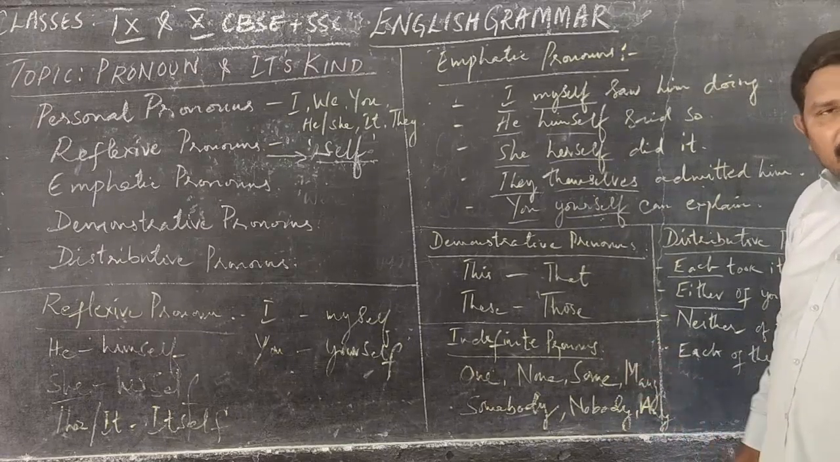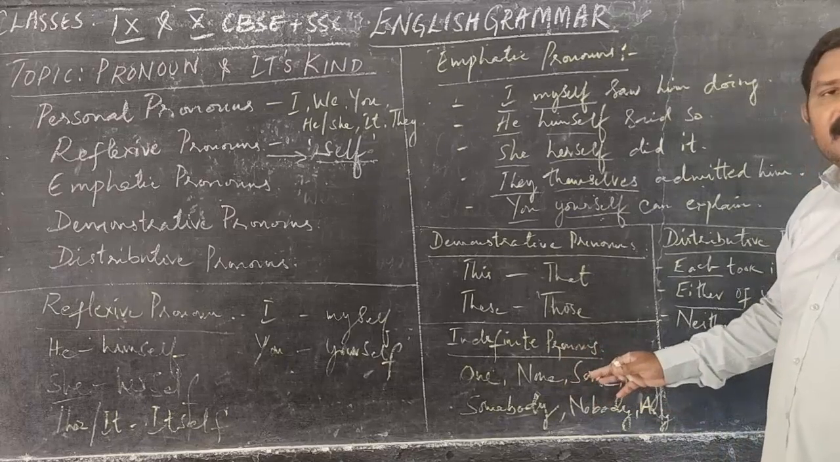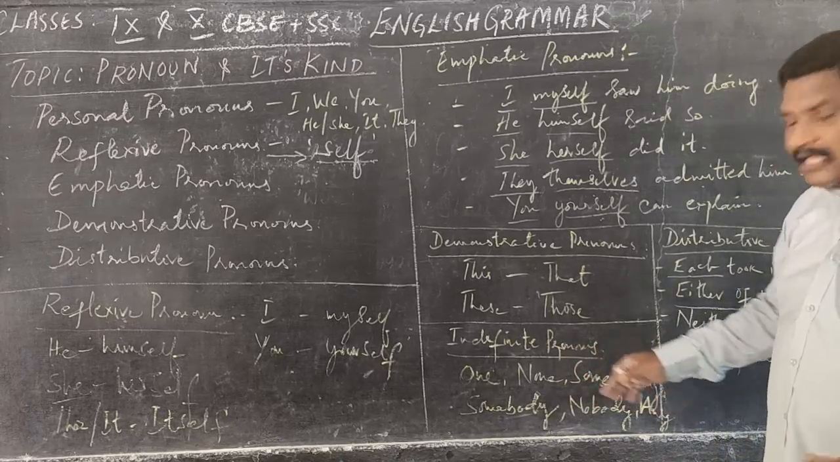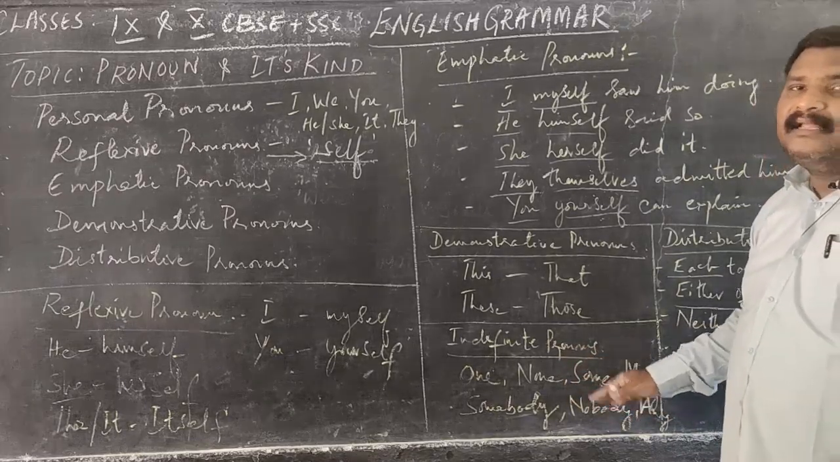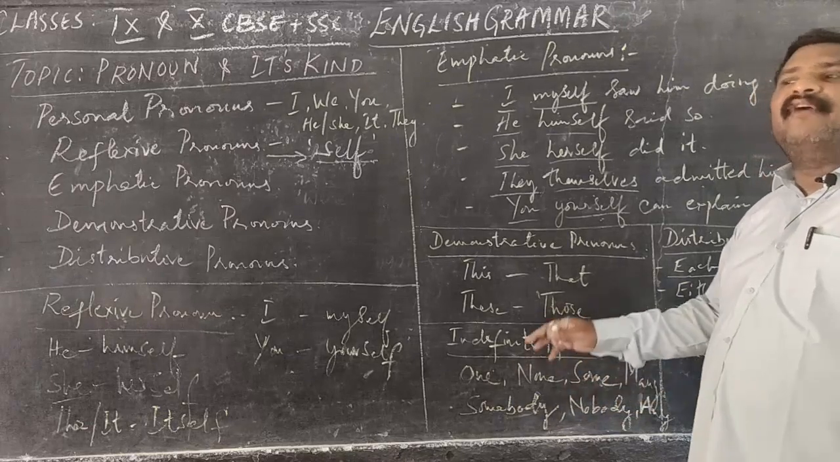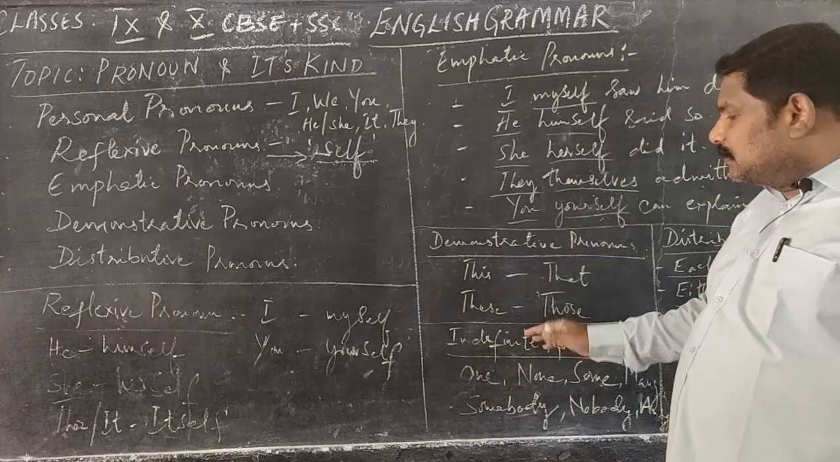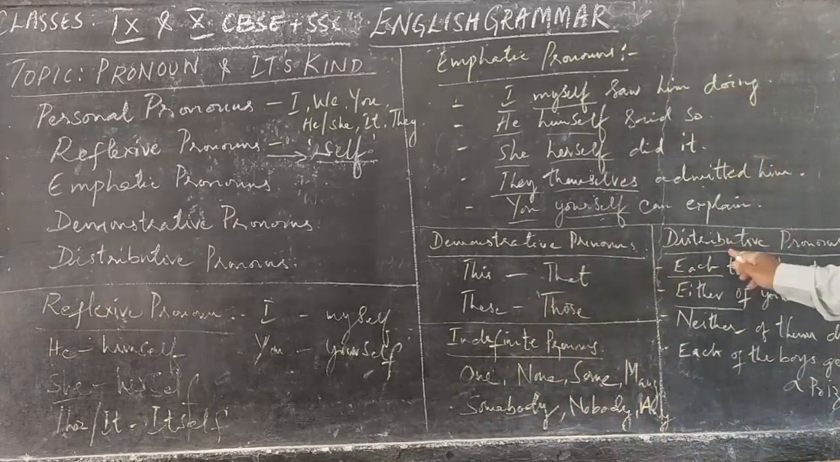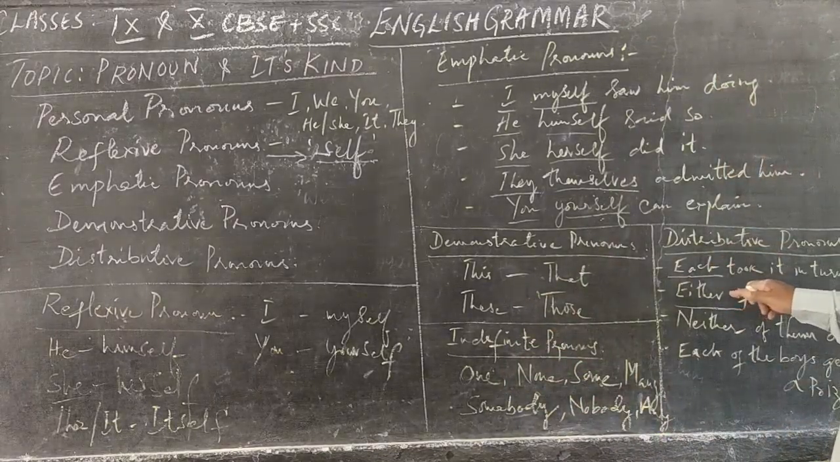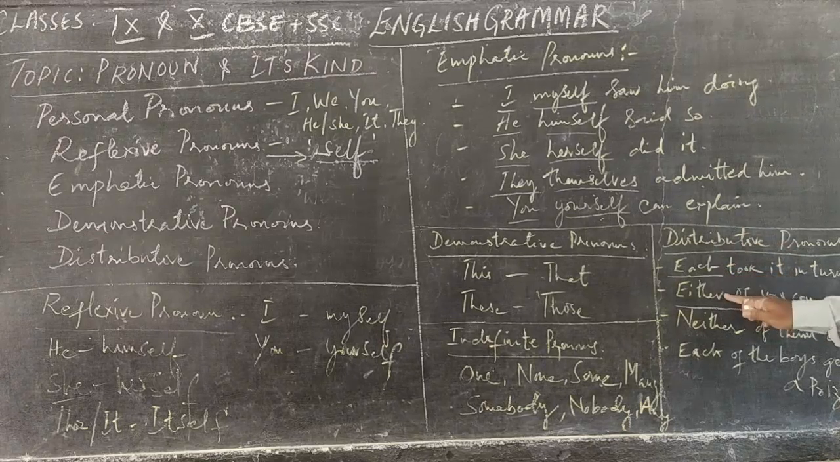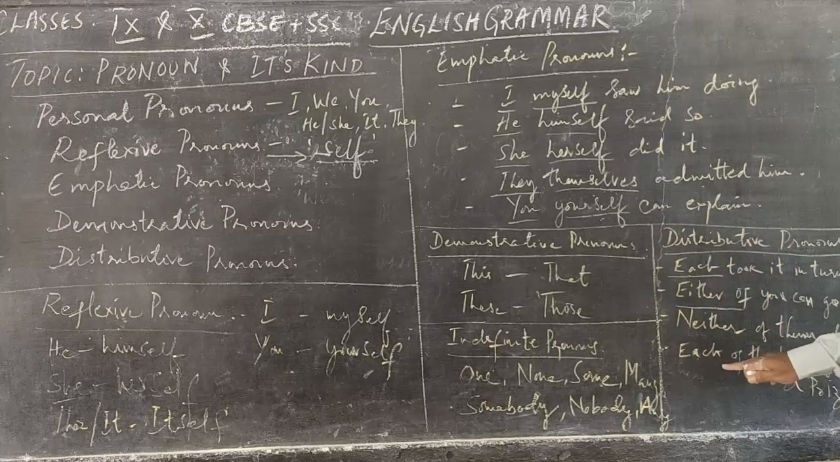Indefinite, anyone it could be. Like one, none, some, many, any, somebody, nobody, where we are not identifying. There is no identification, no specification mentioned here. That is an indefinite pronoun. Now distributive pronouns, as I told you, words like each, either, neither, and each of them, all these come under the category of distributive pronouns.